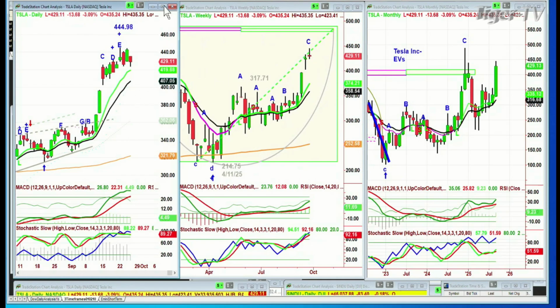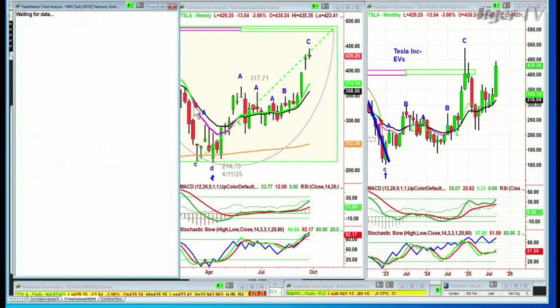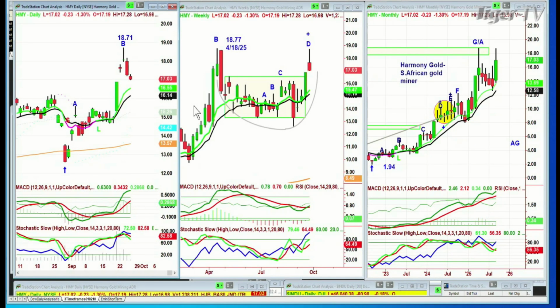That's the way it's looking right now. Okay, the next question came in about Harmony. I did this analysis the other day, Harmony, and we were looking at the monthly chart. So look at the beautiful cup formation here.